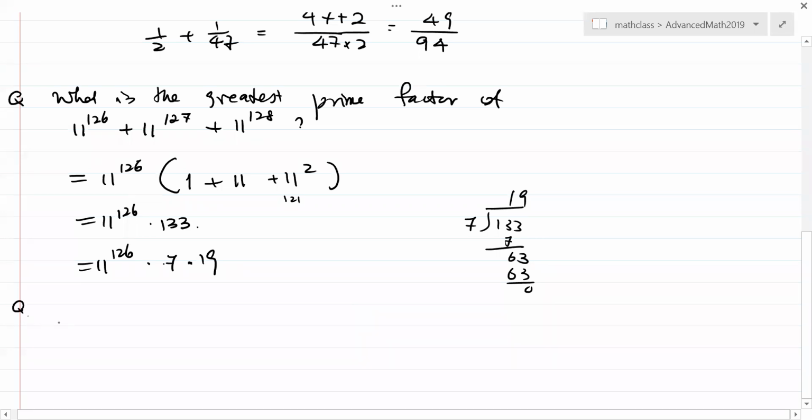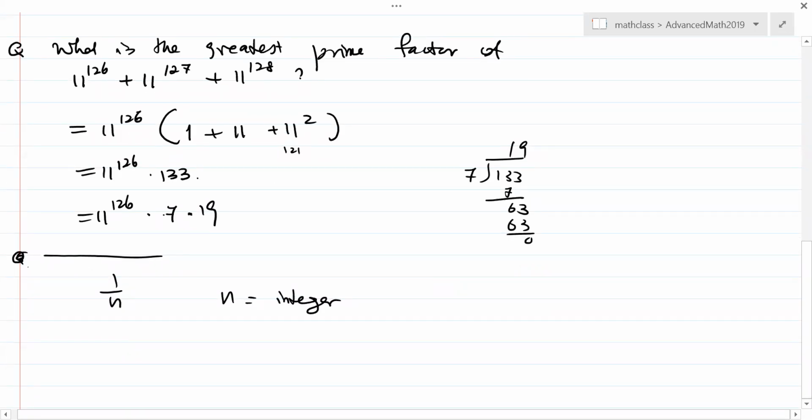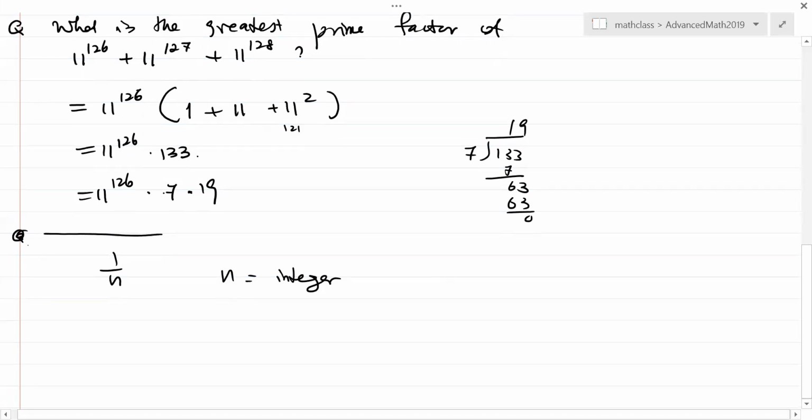Yeah, let's look at the next one. When you look at a number like this, it's the reciprocal of an integer. My question is, if we express this in decimal form, it could be 0.000, could be repeated. So the question is, when is the reciprocal of this integer a terminating decimal?